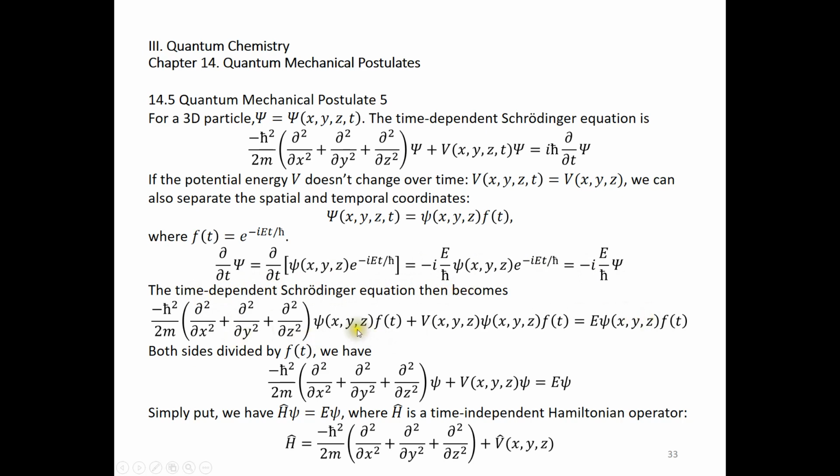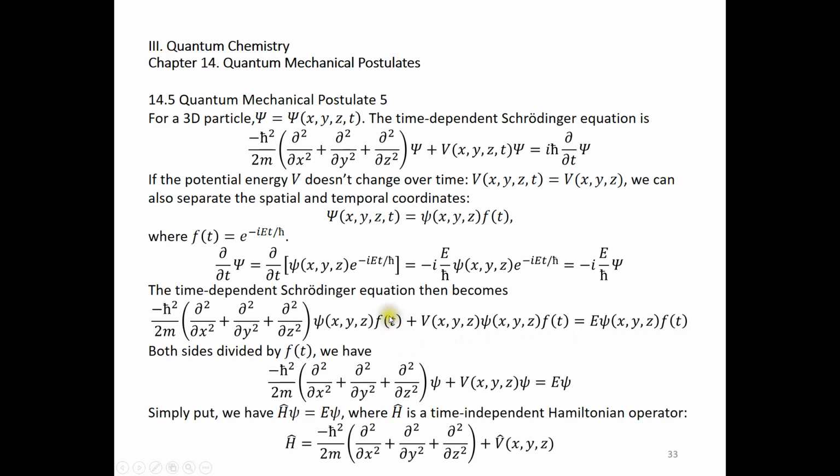On the left-hand side, we have the kinetic energy operator being applied to this psi times f. This psi is a function of x, y, and z. f is a function of t. Similarly, we have the potential energy, which does not depend on time, multiplied by psi of x, y, z, multiplied by a function of t. On the right-hand side, we have just the total energy multiplied by the wave function of the system.